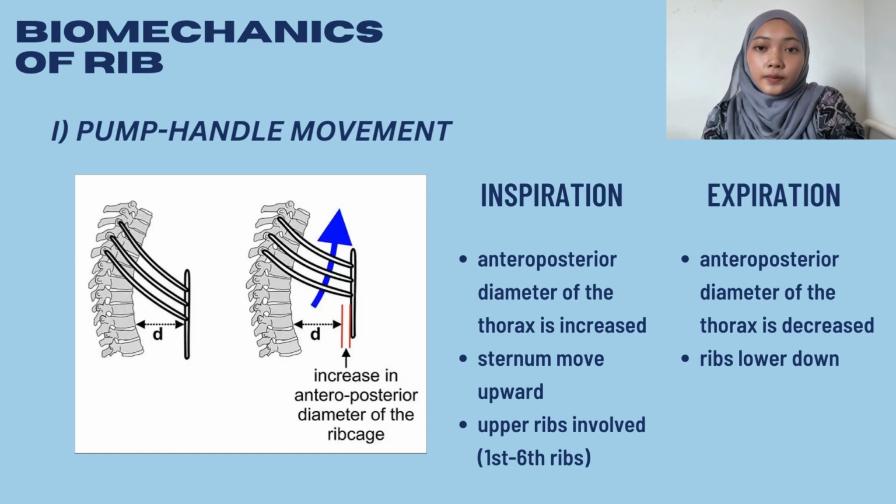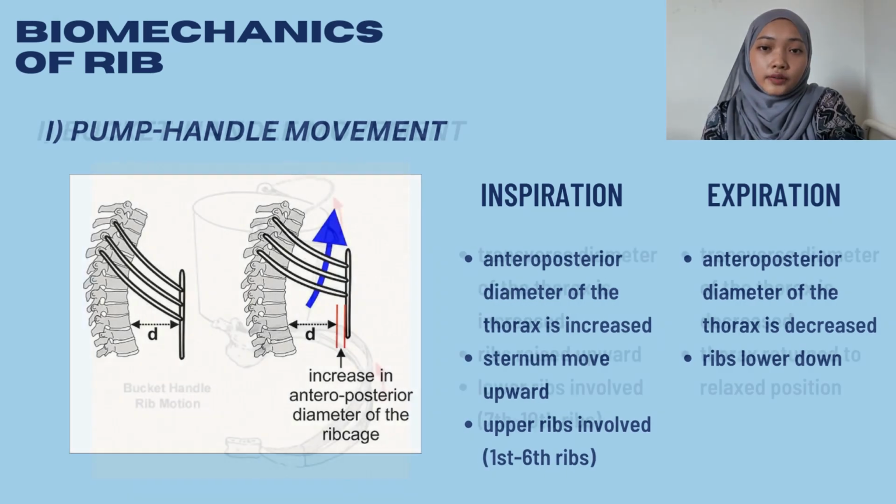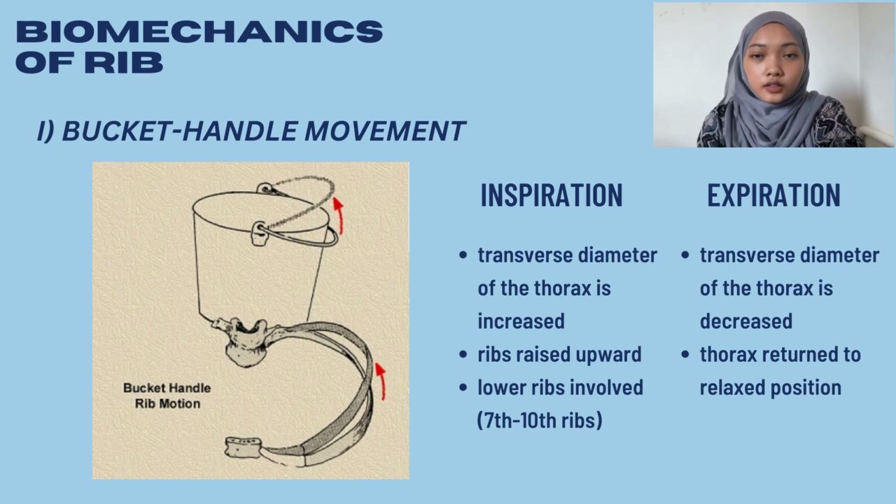During expiration, the antero-posterior diameter of the thorax is decreased as the ribs lower down to decrease the volume of the chest. This elevation and depression of the ribs over the axis give the impression as if the pump handle is moving. And next is the bucket handle movement.